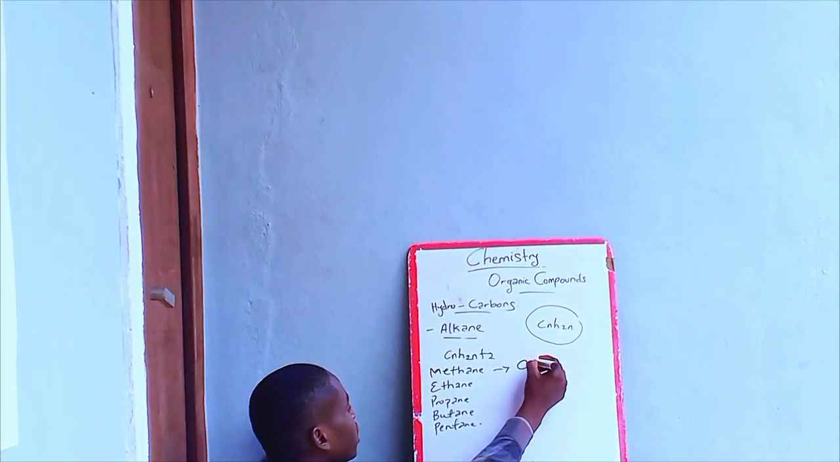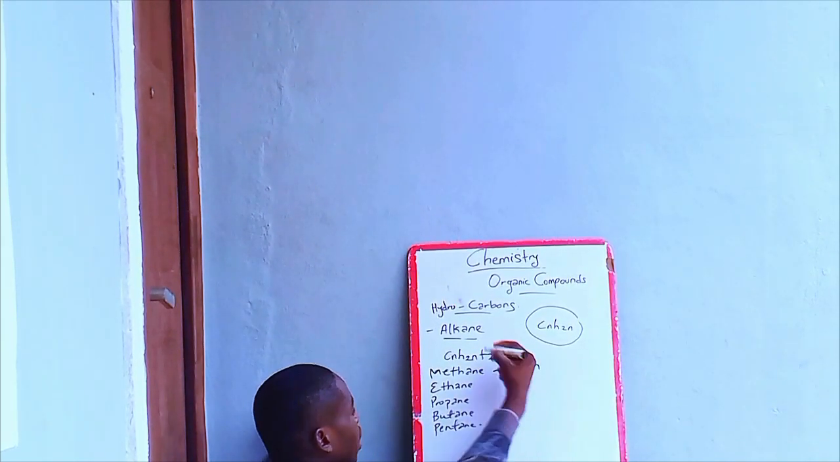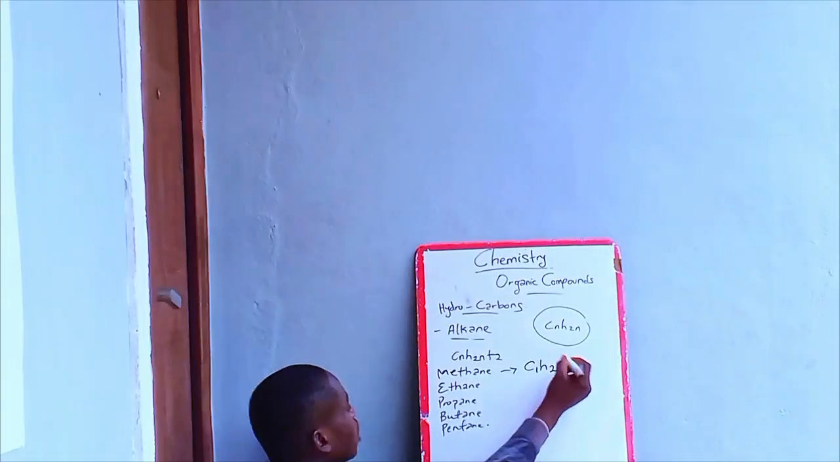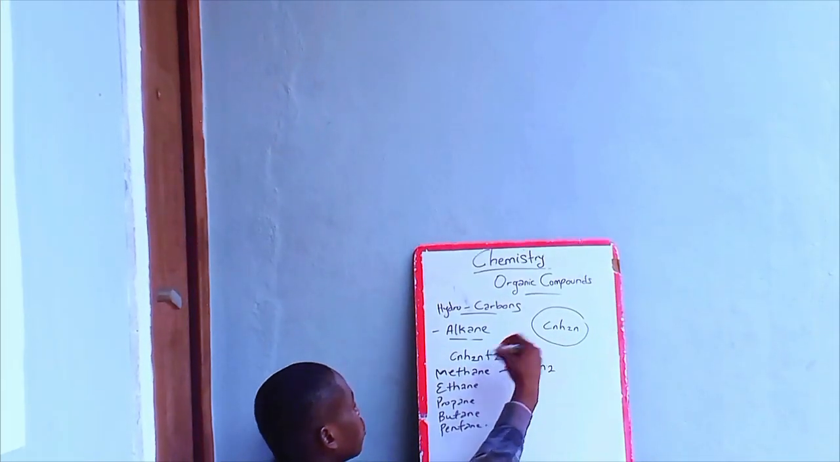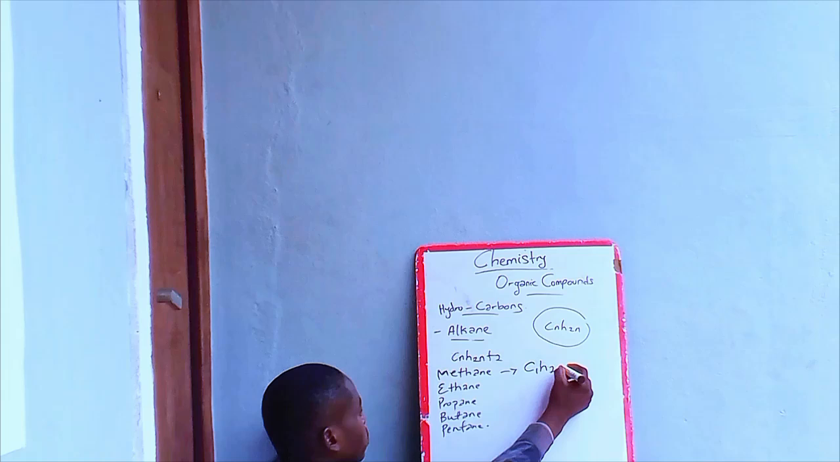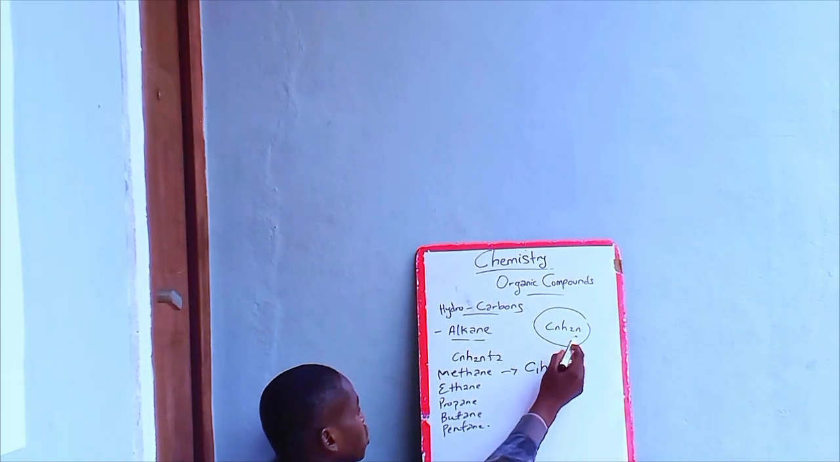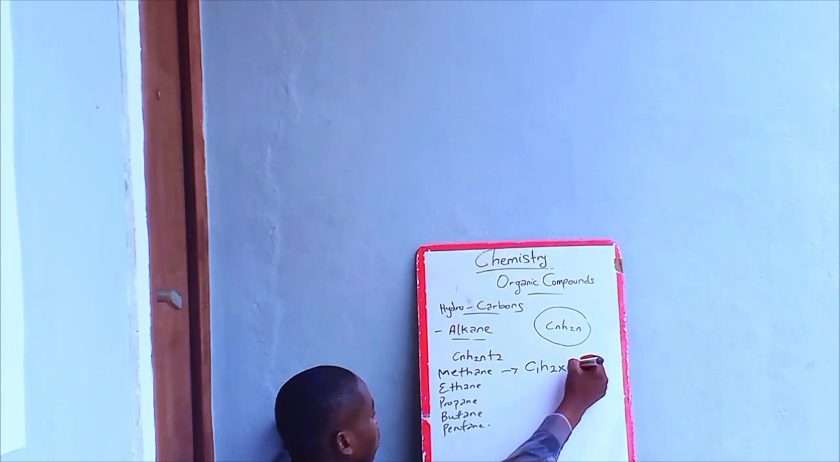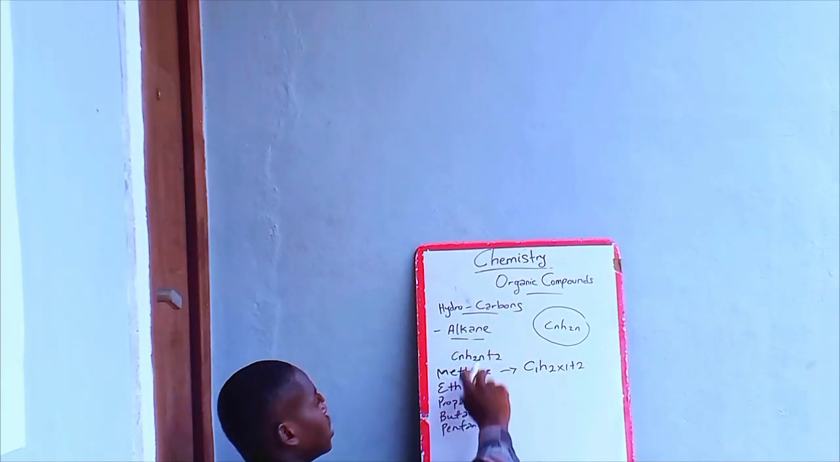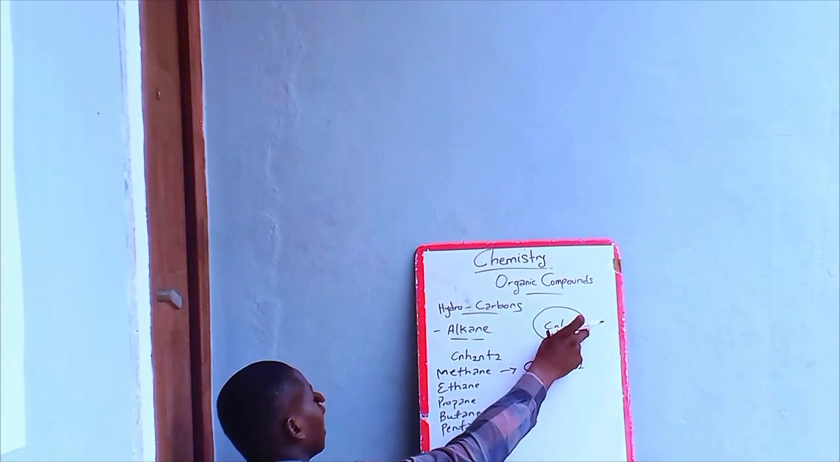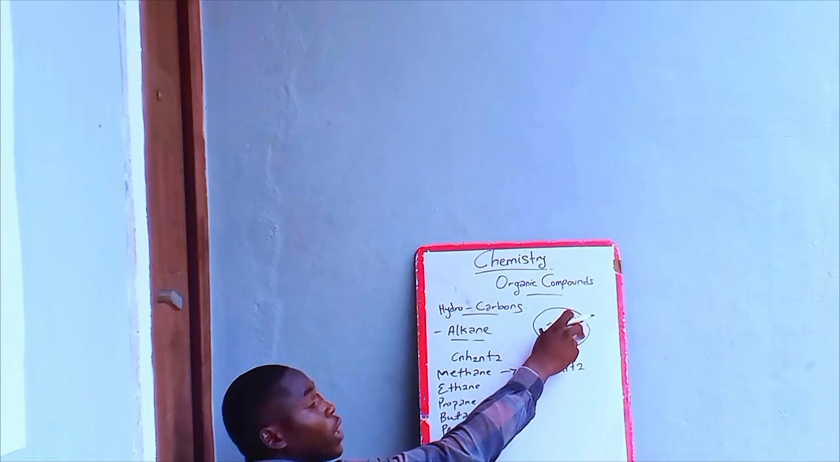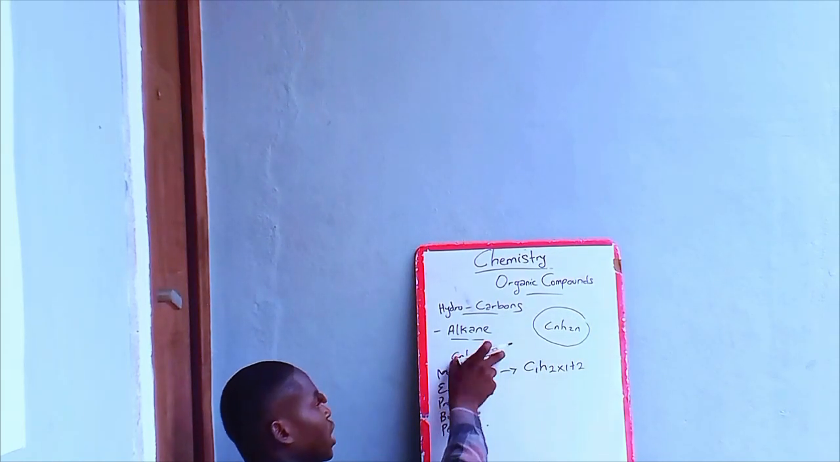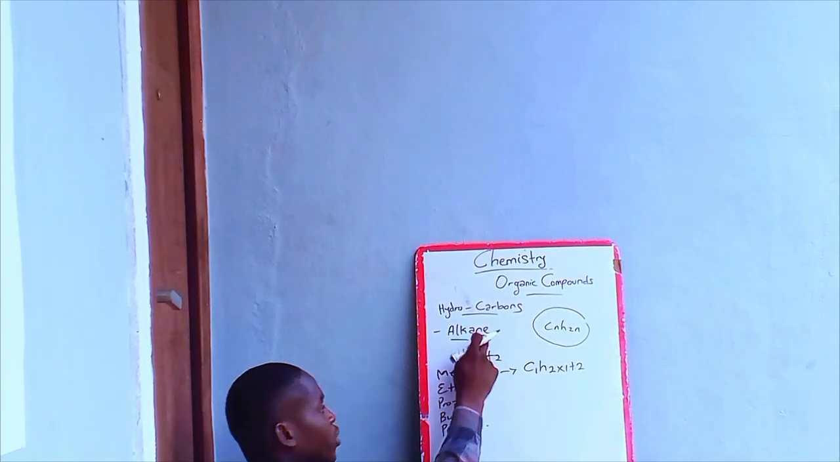Then we have the H. How many? The next number there is 2. Then n is still 1, which is times 1, because 2n is times 1. Then plus 2. Remember this for alkane. This is the general molecular formula for all hydrocarbons. But this is for alkane, and it's alkane we are looking at.